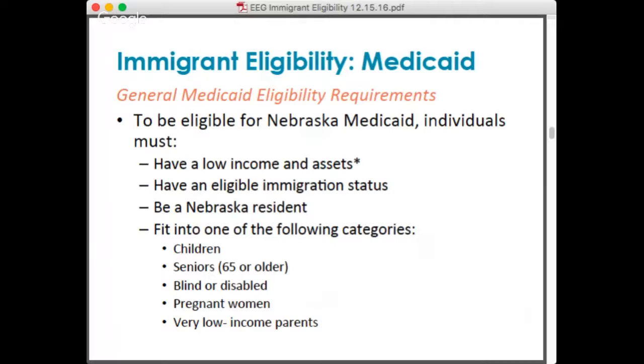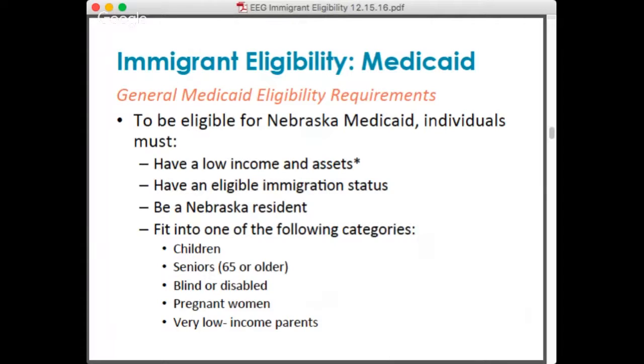You have to be a Nebraska resident, which means that the person must be living in Nebraska and have the intent to remain permanently for an indefinite period. Everybody who applies for Medicaid should have the opportunity to establish that you're a state resident. If you are in the state temporarily on a temporary visa, you are not a resident of the state. If you're here on a student visa where you have to say, I will leave at the end of it, you can't prove that you intend to remain in the state and intend to leave at the same time. So that's something to keep in mind.